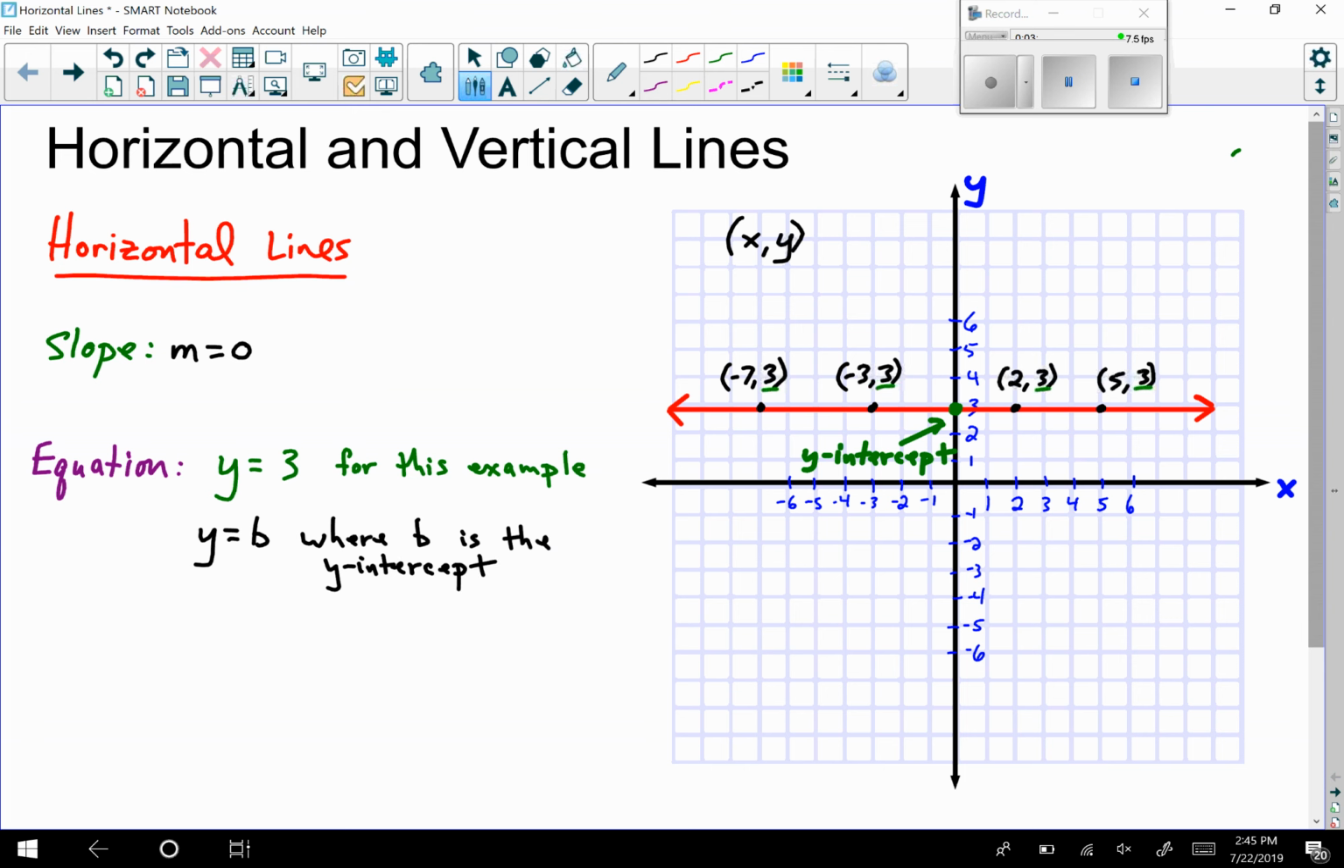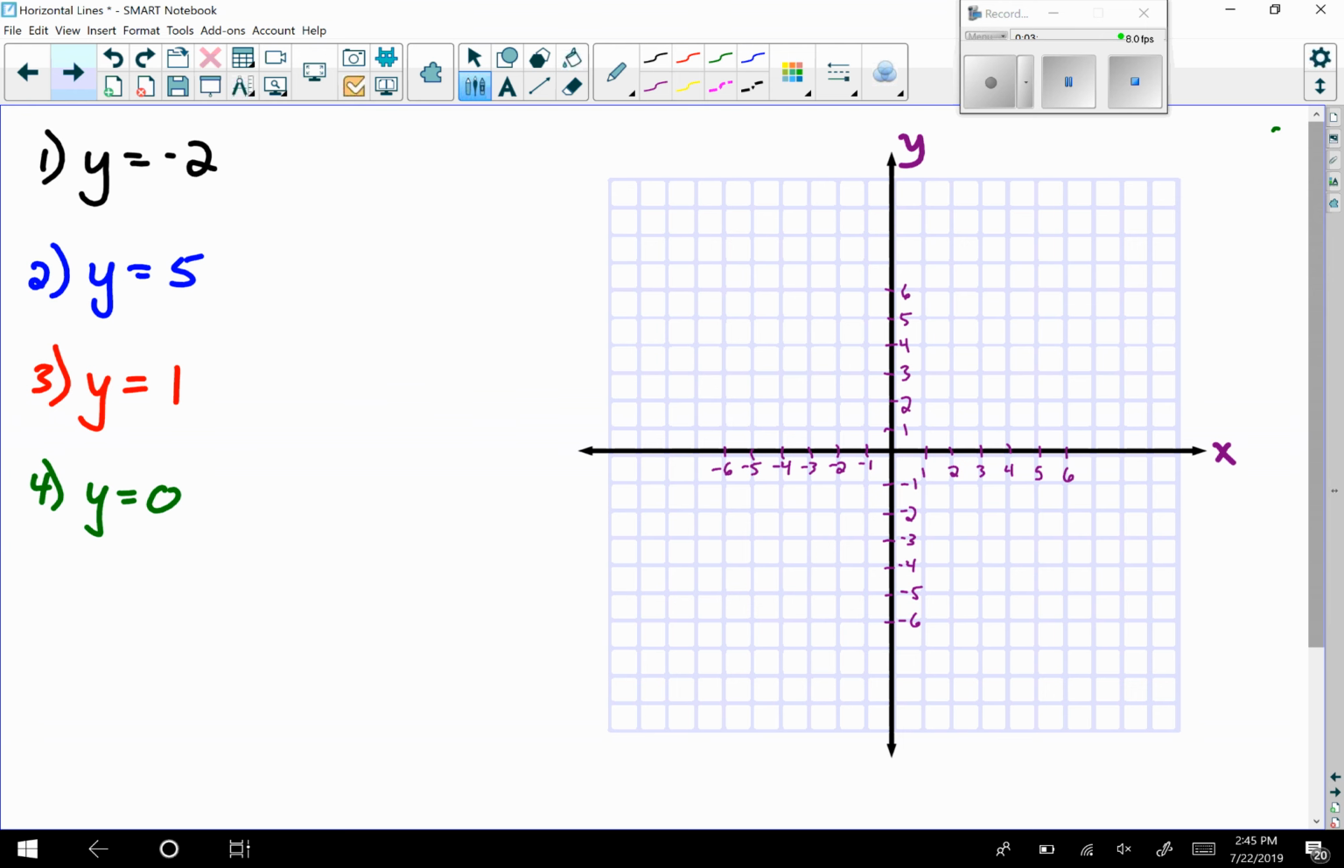All right, so we went over the equation of any horizontal line is going to be y equals some number b, where that b is the y-intercept. So again, notice all of these points here, because they have the same y value, forces them to line up horizontally. And any horizontal line will have a slope of 0. So let's take a look now to practice graphing some horizontal lines.